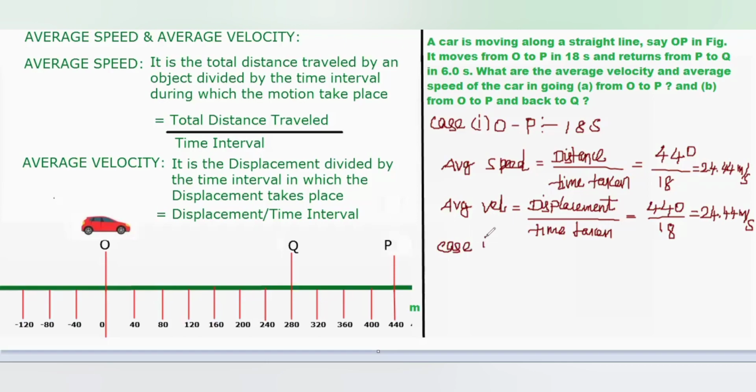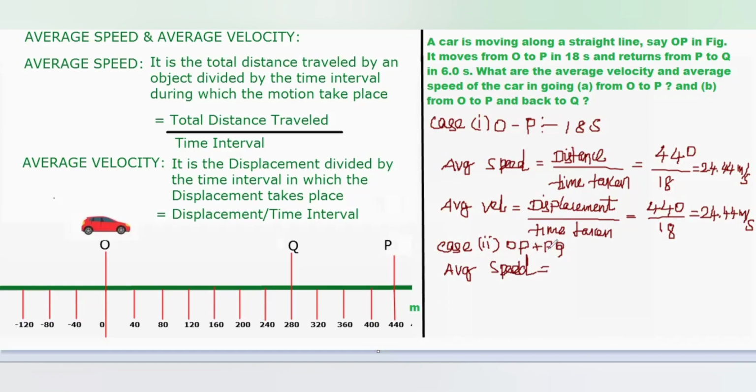In case 2, the motion is from O to P, then back to Q. So O to P, then back to Q, that means PQ. First, the average speed. It is the distance traveled divided by the time taken. We discussed this already.